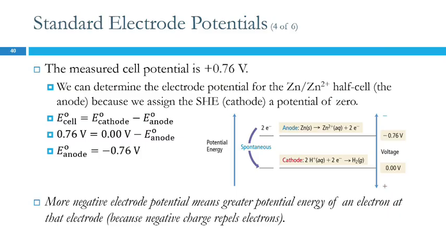So the measured potential of the cell is positive 0.76. As often happens, I jumped ahead. So the electrode potential for that zinc 2 plus half cell, we figured out this way. The cell potential is 0.76. That's the cathode minus the anode, the final minus the initial, 0 minus the anode, so then the anode must be negative 0.76.